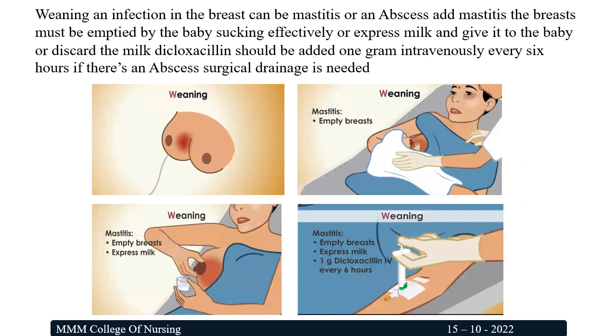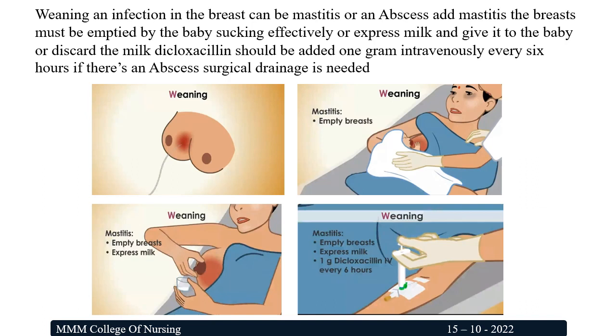So weaning means it may be mastitis. Mastitis means infection of the whole breast. Okay, it may be one side or bilateral. Okay, unilateral or bilateral. But abscess means it is a particular area in one breast, causing pus. Okay, that is called abscess, a collection of pus inside the breast.